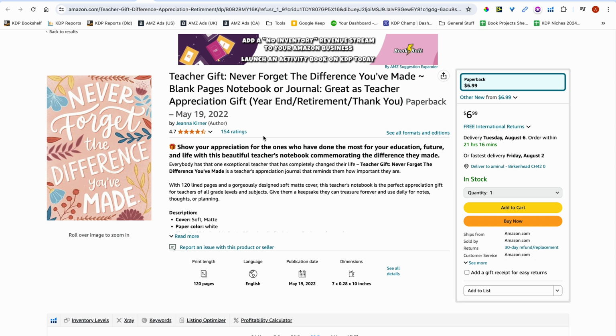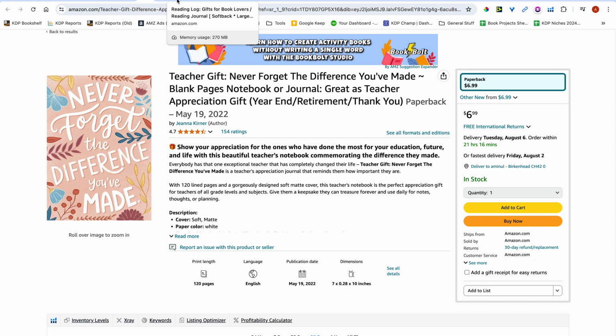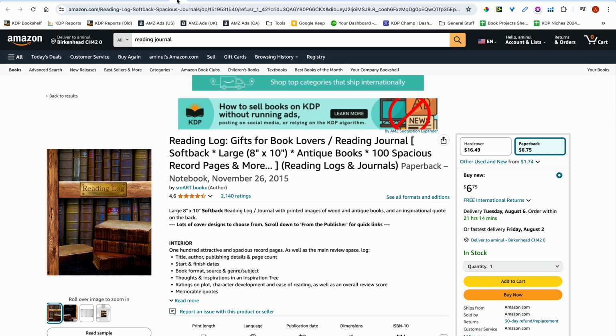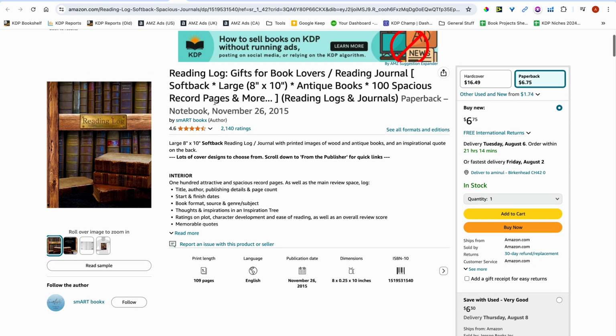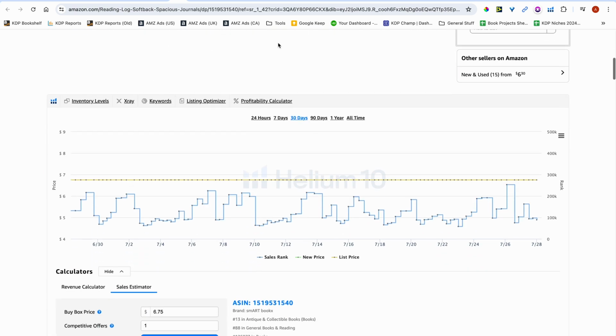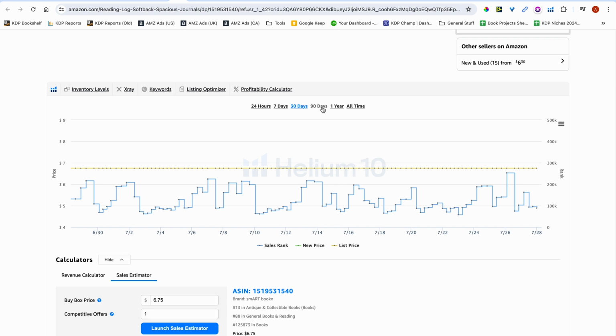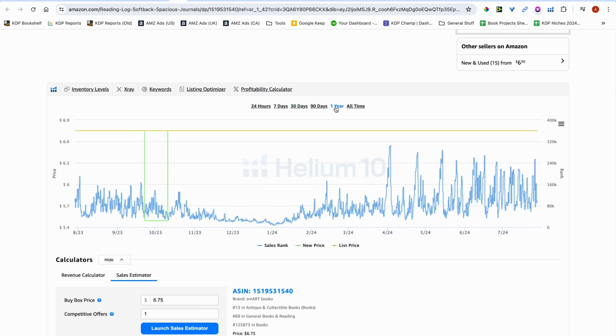The third way in which I use this tool, and it's quite useful, is to check for spikes in sales during particular seasons. So this is an example of a book that is evergreen, so a reading logbook. However, this tool can help you to see if the niche attracts more buyers during certain seasons. So even though it is an evergreen book, what you can do is check to see if it attracts more customers, more buyers during a particular season.